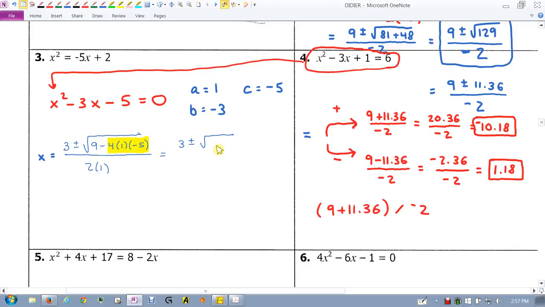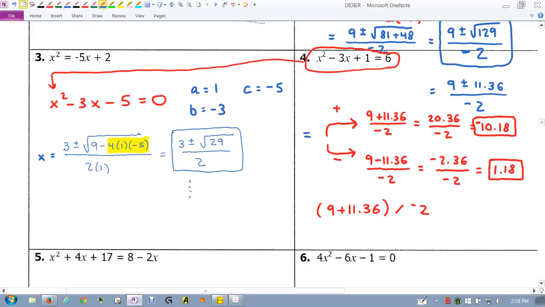What's under the root? 29? That is correct. 29. Multiplying 4 times 1 times -5 is -20, but then you're subtracting -20. So it adds. So 9 plus 20 is 29. And then all over what? 2. Does root 29 break down? No. So that would be your exact answer right there. And then you could go on and get the decimals, but I'm not going to go through that right now.